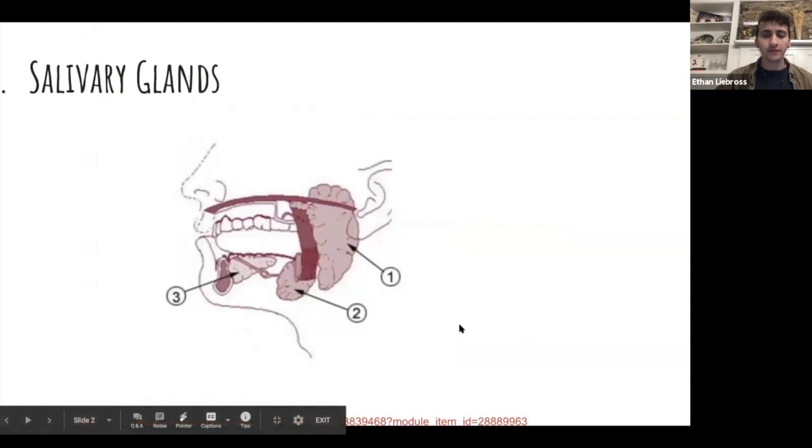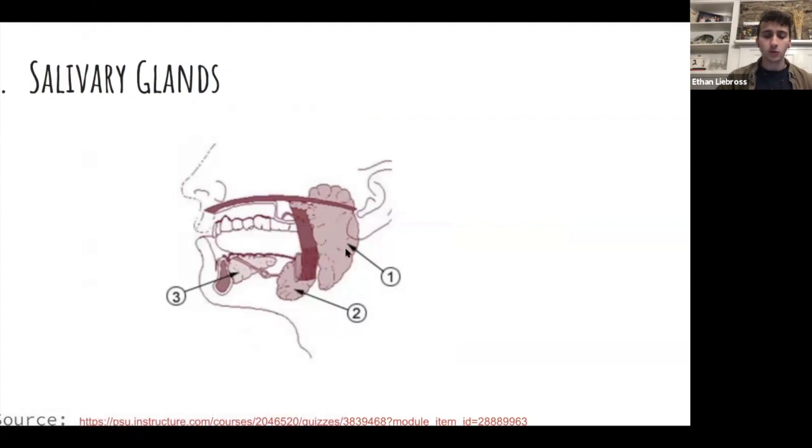So here we have to label these indicated structures, and these are the salivary glands. Number one over here is the parotid gland. Over here is the submandibular gland, which lies right along the mandible. And over here is the sublingual gland, lingual as in language. It lies right below the oral cavity and the tongue.